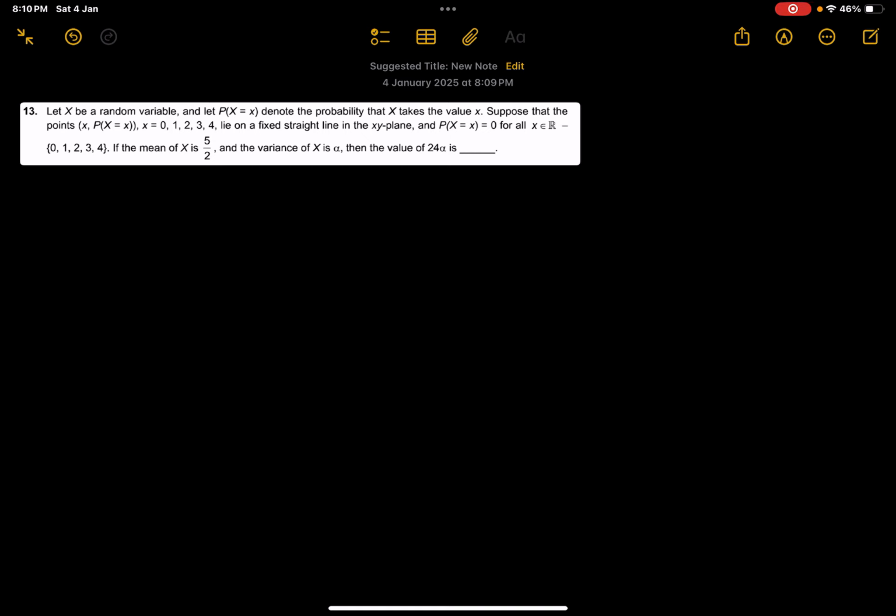We are given that the points (x, P(X = x)) lie on a straight line in the xy plane for x = 0, 1, 2, 3, 4, and it's non-zero for these, and it's 0 for all the other values of x in R. So let that line be y = mx + c, then (0, p0), (1, p1), (2, p2), (3, p3), and (4, p4) all lie on this straight line.